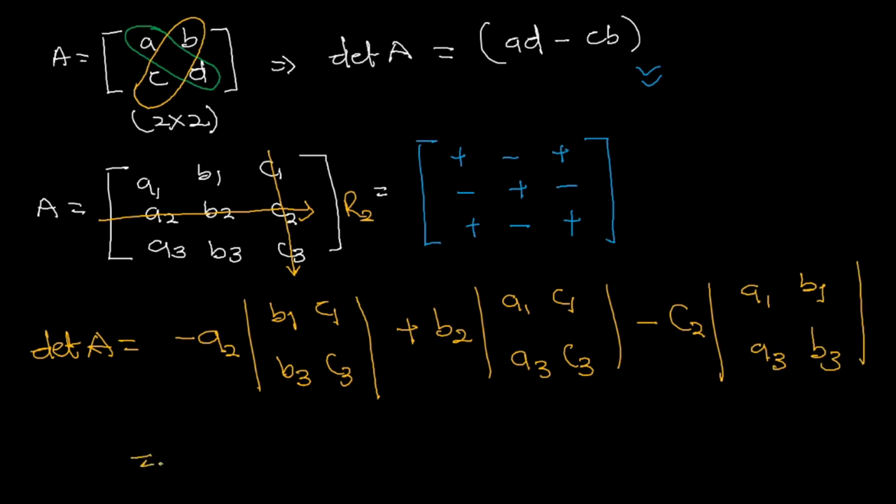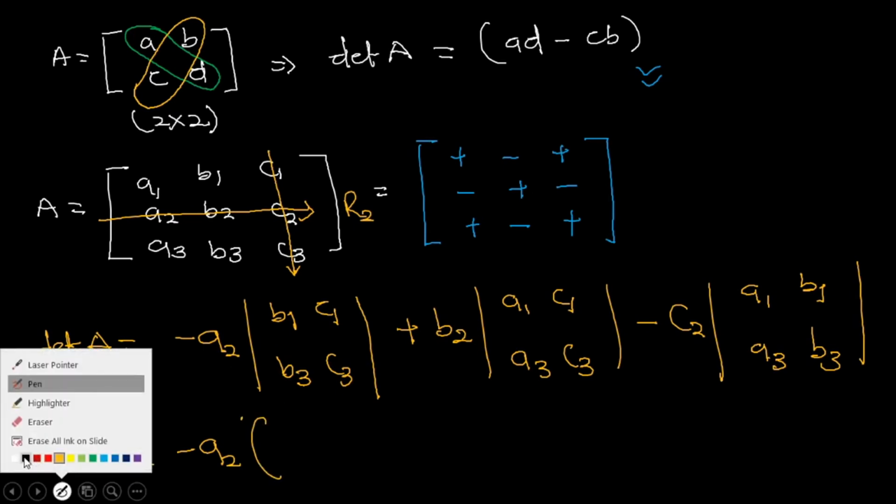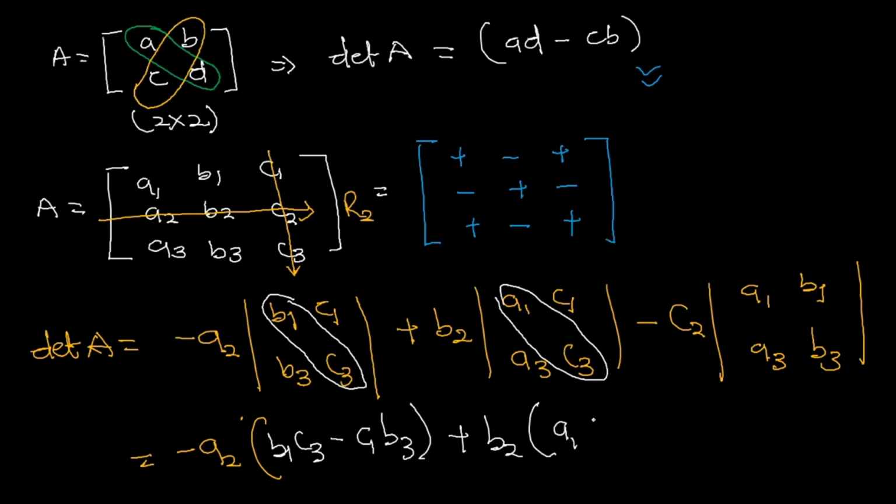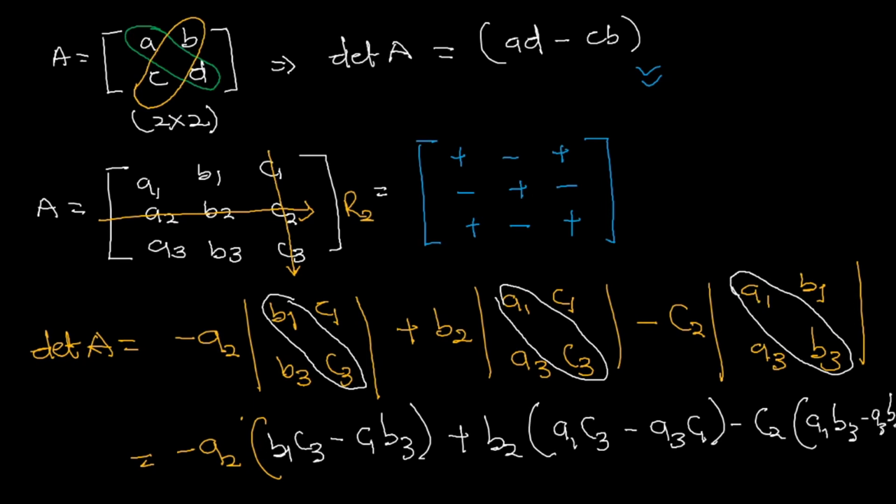So just like in the first case, we are going to have negative A2, then into bracket, so we are going to multiply the leading diagonal first. Okay, we multiply these first, then we subtract these from it, so it's going to be what? B1 C3 minus what? C1 B3. Okay, then plus B2 into bracket, we multiply the leading diagonal first, that will become what? A1 C3, then minus what? A3 C1, then minus C2 into bracket, we multiply this again, so it becomes A1 B3, then minus what? A3 B1. Okay, so that is how we find the determinant of the matrix A if we are to use the second row.